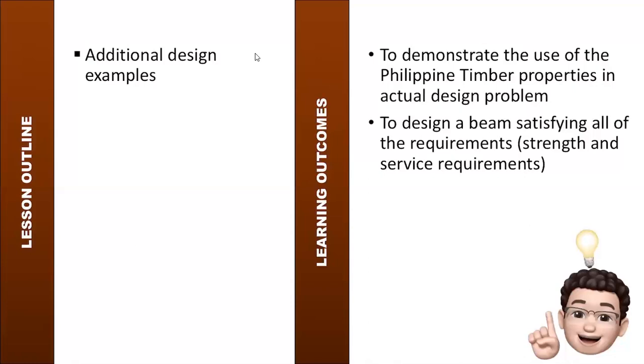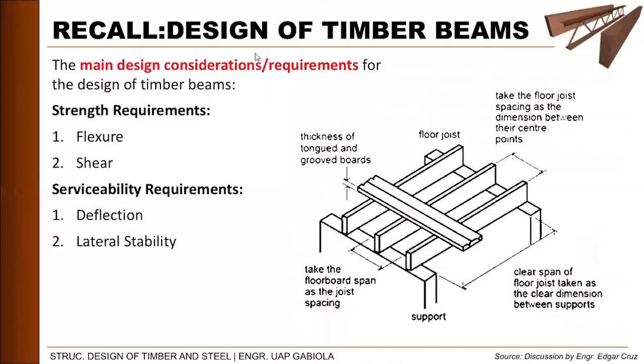As a recap, in designing timber beams, we need to satisfy four requirements. For strength requirement, we need to satisfy the flexure or bending requirement and shear requirement. And then for serviceability requirement, we need to satisfy the deflection and lateral stability requirement. So let's go back briefly to the formulas for each requirement.